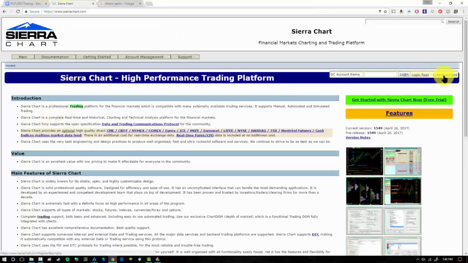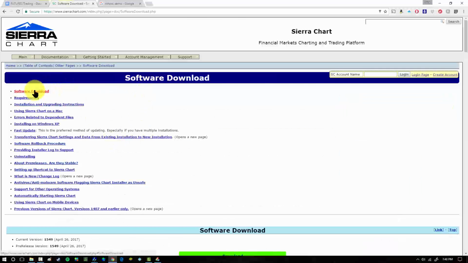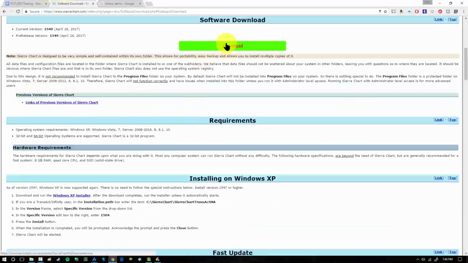You have to create an account. Of course, write down your username and password information. And during the account creation, it'll ask you if you want to download the software, which you do, or you can just go to main and software download. It'll take you to the page where you can go ahead and download whatever current release of the software is.